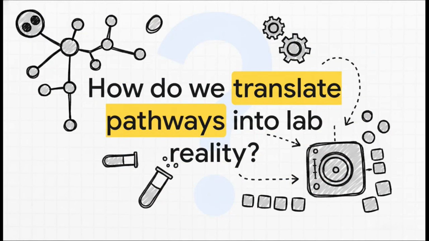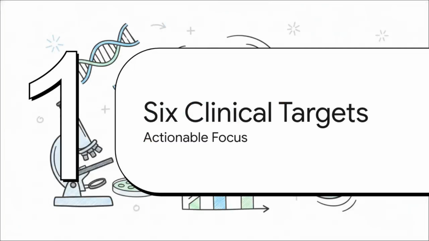So the science is absolutely incredible, right? We know the pathways. But this brings us to the most pragmatic, sometimes frustrating question that scientists face. How on earth do we actually translate these insanely complex pathways into something a lab can produce reliably at scale? Which leads us perfectly into Section 3, 6 core clinical targets.